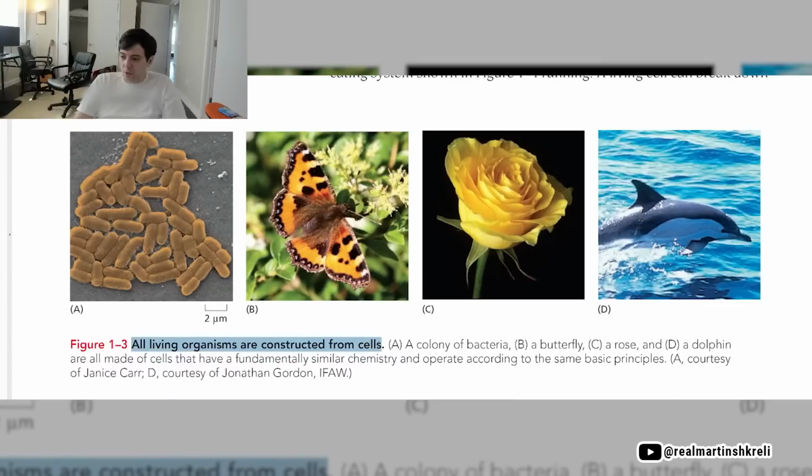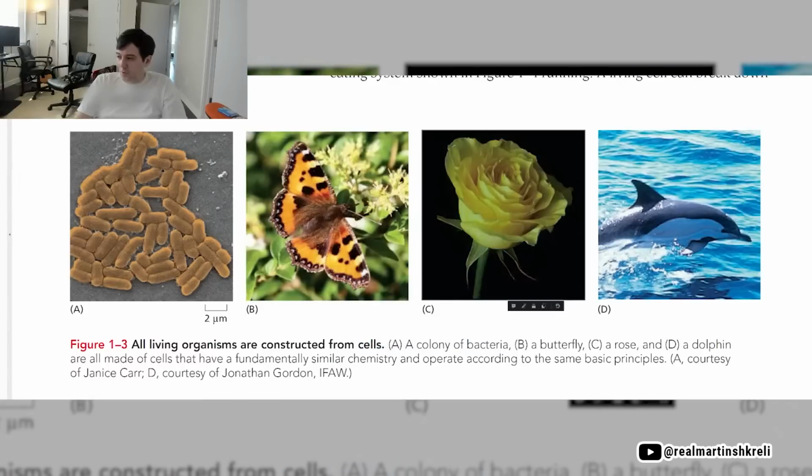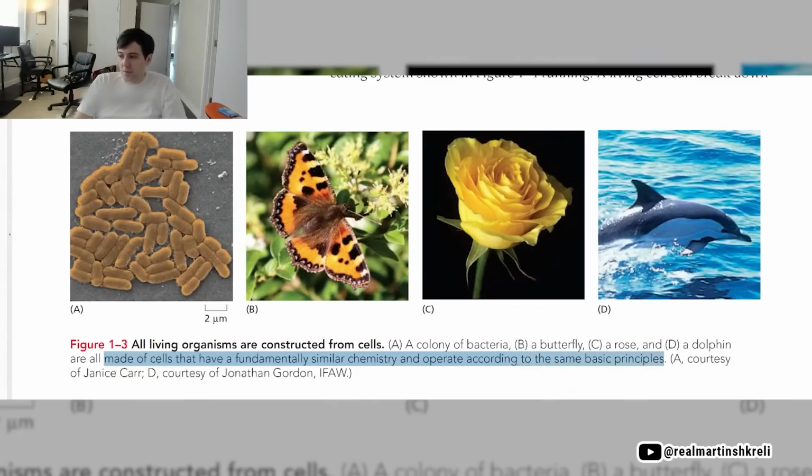All living organisms are constructed from cells. This is a colony of bacteria, again, 2 micrometers, not quite visible, and bacteria could be good or bad. A butterfly, a rose, and a dolphin are all made of cells that have a fundamentally similar chemistry, which is really amazing that the DNA, if you compare the DNA amongst these 4 organisms, they're very, very similar.